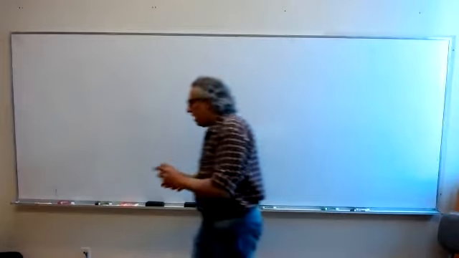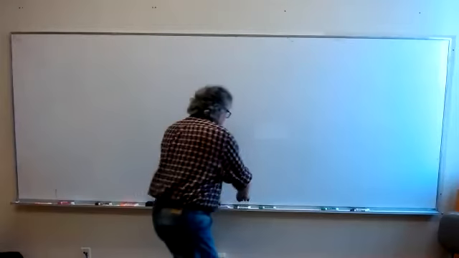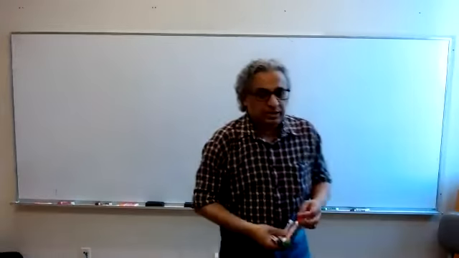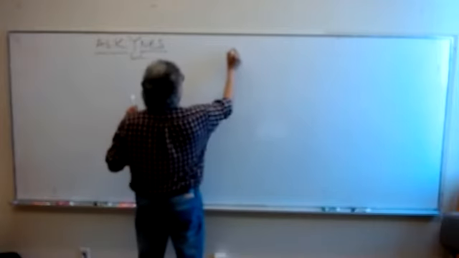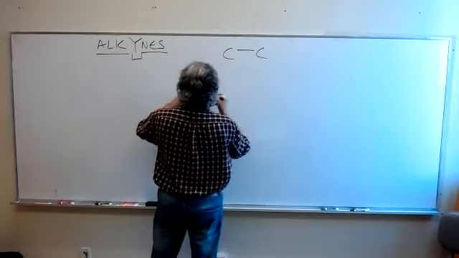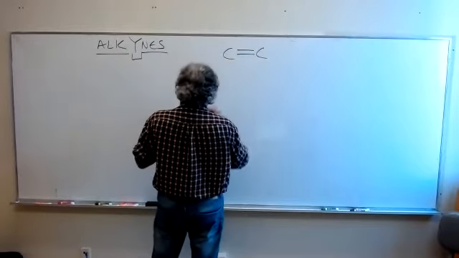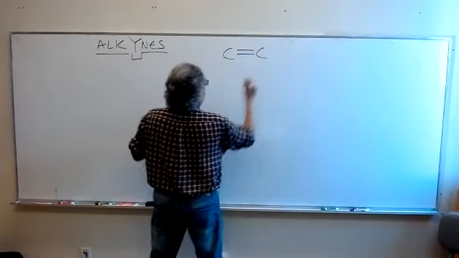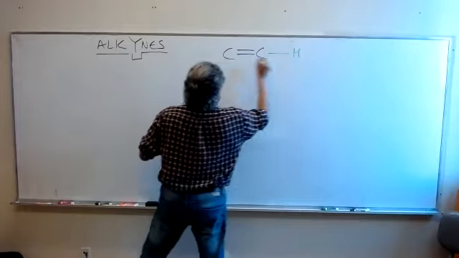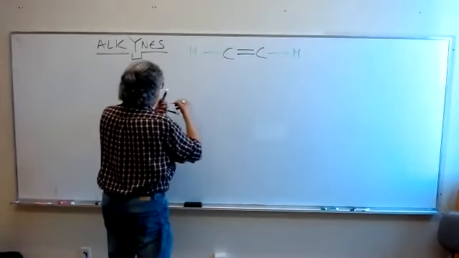Let's spend a little time doing the nomenclature of alkynes. Pretty straightforward. Now we are in the area of alkynes. Smallest alkyne, well, you know what they are. This is the tiniest alkyne.